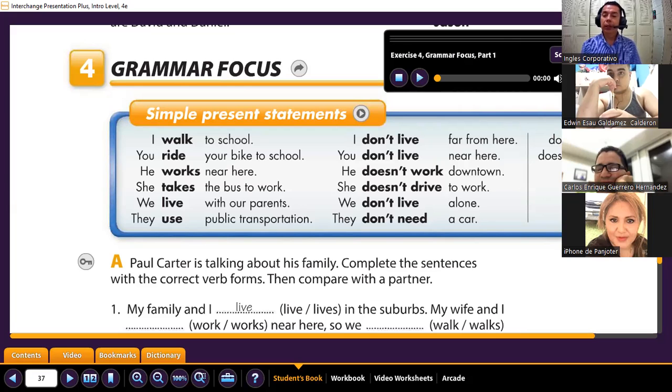Okay. Do not, don't. Does not, doesn't, right? And notice it is subject, verb, and complement. But when you use he, we add an extra S. So we say works, takes, etc., right? Then the same happens here with I don't, you don't, but he doesn't, she doesn't, my brother doesn't, my sister doesn't, my father doesn't, my friend doesn't, right? But then we don't live, they don't need a car, for example, right? Okay, understand?